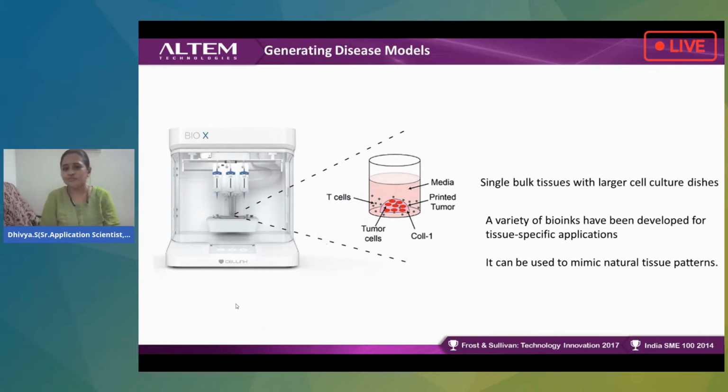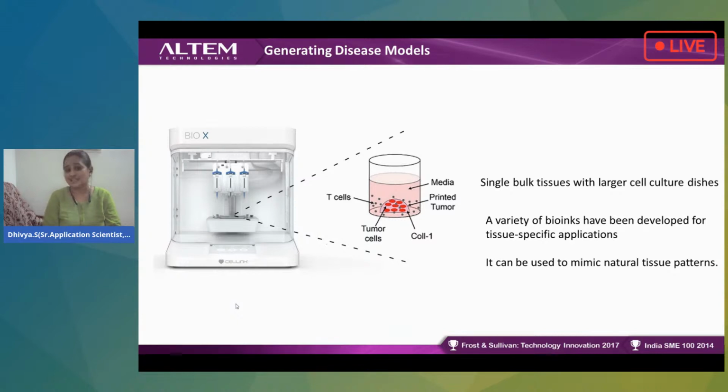So a single tissue or even larger tissues that you want to see. Say this BioX, the bioprinter, has the feasibility to print your cells even in culture plates, even in 96-well plates, or whatever well plates are described for a BioX. That can be done. So you can have even a bulk tissue or larger cultured tissues.